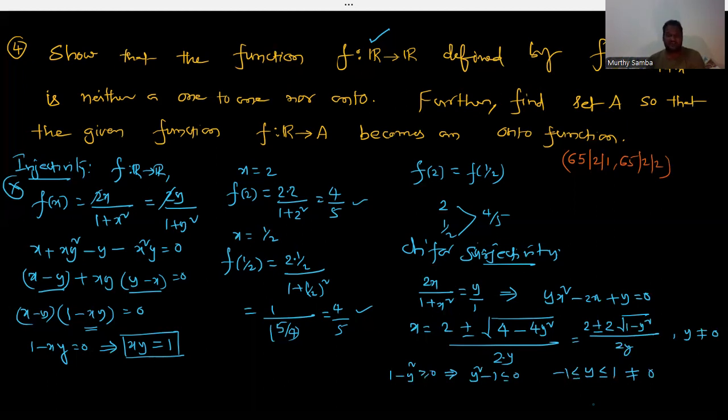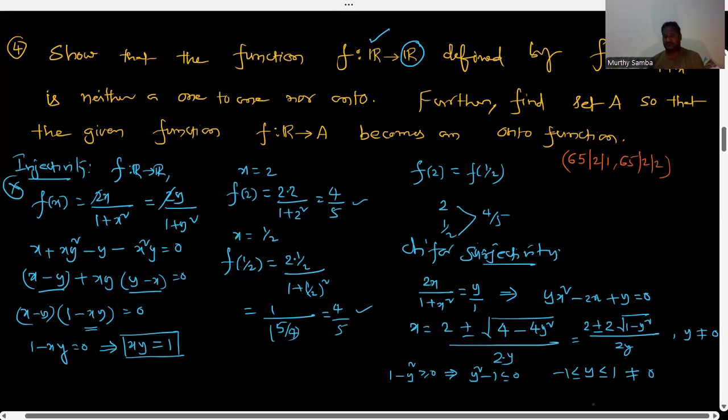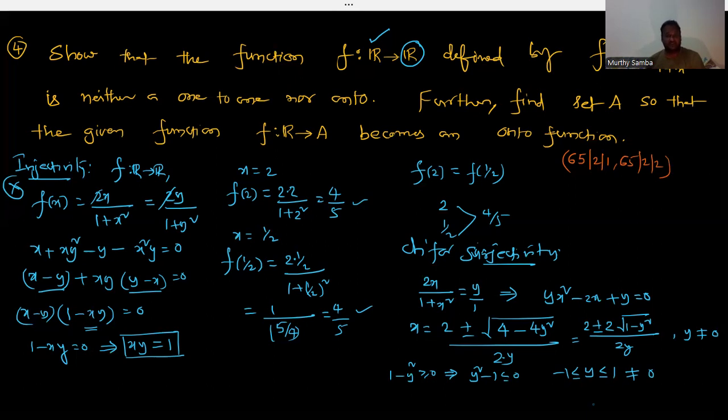What about the other values of y? If you take y equal to 1.5, or any number more than 1 or any number less than minus 1, then it will not be mapped. So here the codomain is the real number system, but the range you are getting is minus 1 to 1 except 0. Therefore, range is not equal to codomain. Therefore, it is not an onto function.